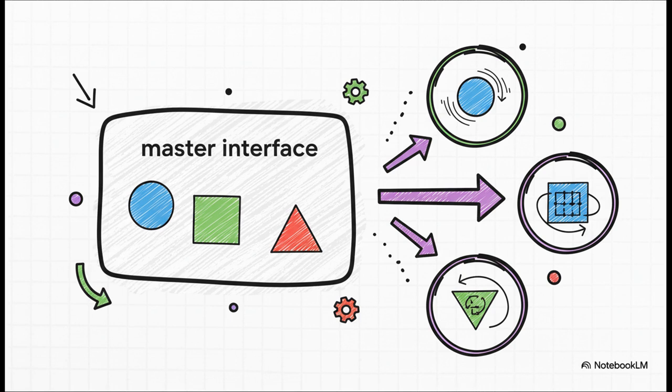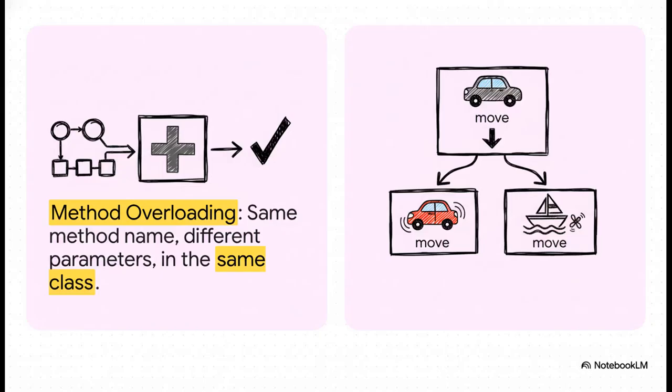Think about telling a bunch of different animal objects to speak. A dog object is going to bark, a cat object is going to meow. It's the same single command, but you get many different results based on what kind of object it is. That is some serious flexibility for your code. Now, polymorphism usually shows up in two main ways.